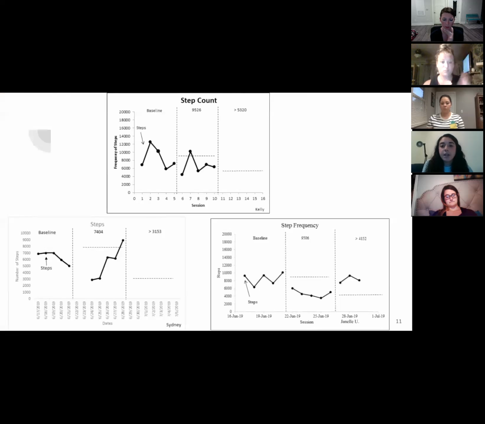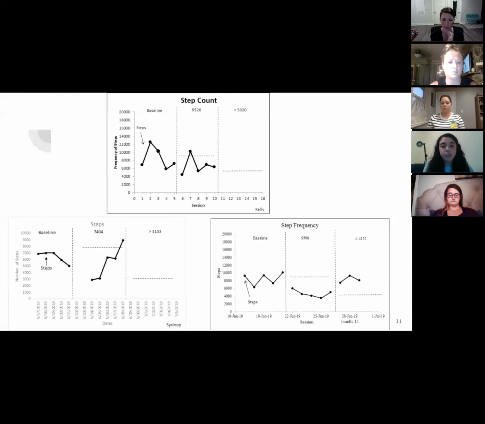Her average step count for baseline was 8,506 steps. So her phase 1 criteria was set to 9,506 steps. Janelle did not meet her step criteria for any of the phase 1 intervention days. Janelle is the only person who was able to collect the beginning of phase 2 data.